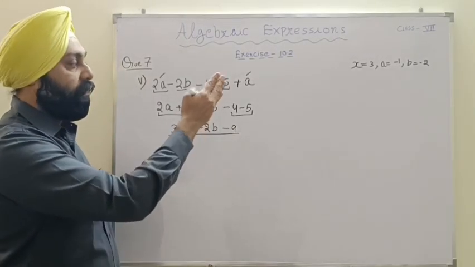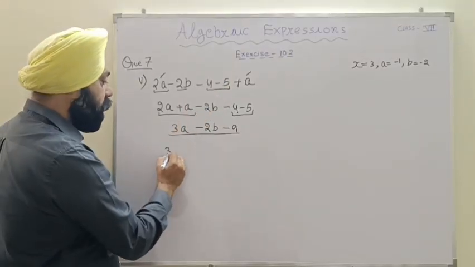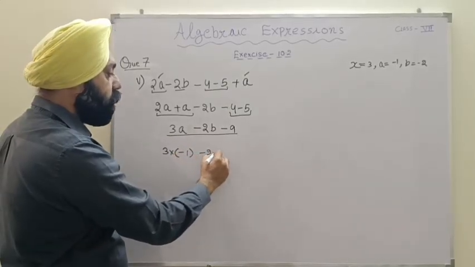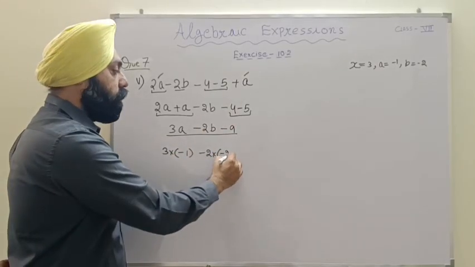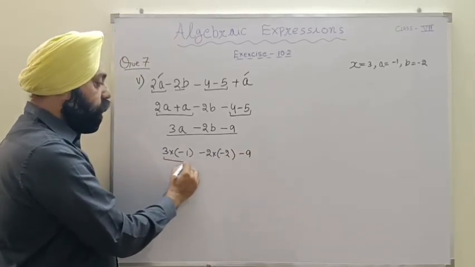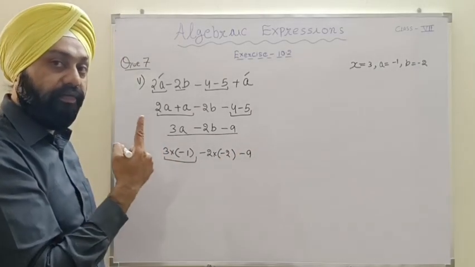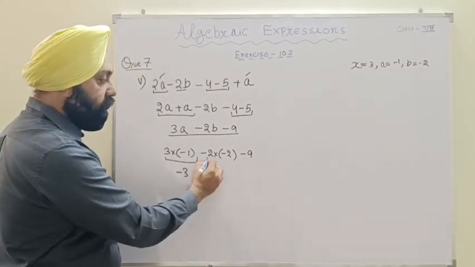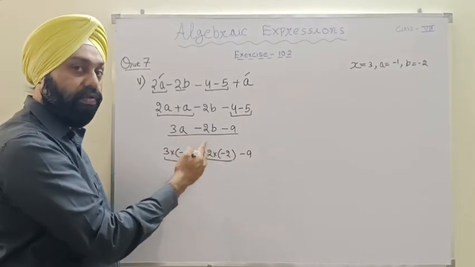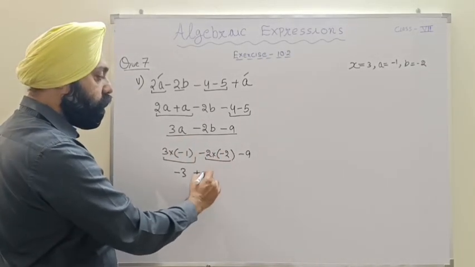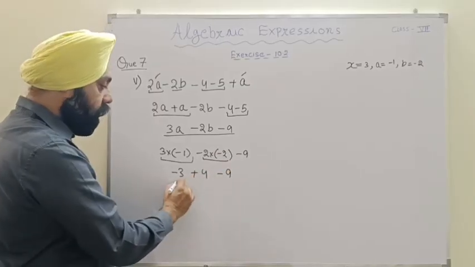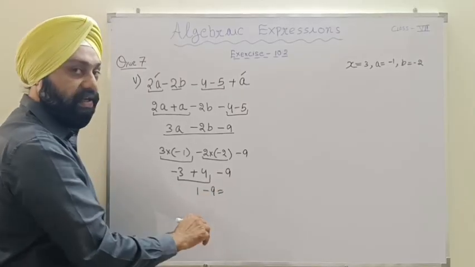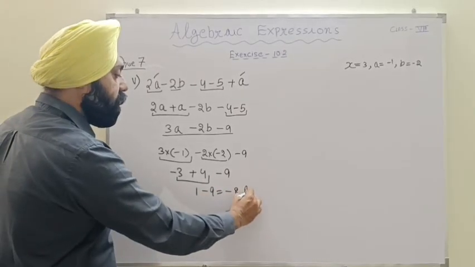Now we will put the value of a and b in this expression. So 3 into minus, a is having the value of minus 1, then we have minus 2 into b is having the value of minus 2, and minus 9. So 3 into minus 1, 3 ones are 3, and there is a single, that is, one minus, one is odd, so the answer will be negative. So it is minus 3. Now here you can see there are two minus signs. 2 means even, so the answer will be positive. You can put a positive sign, and 2 into 2 will give 4, and minus 9. So minus 3 plus 4 will give positive 1, minus 9. So 1 minus 9 will give negative 8 as the answer.